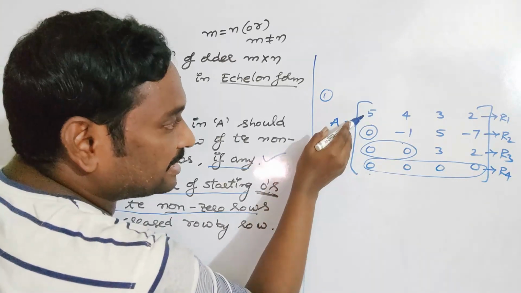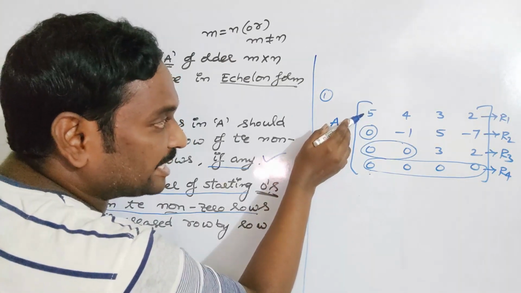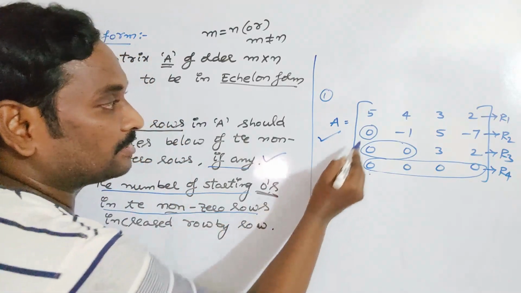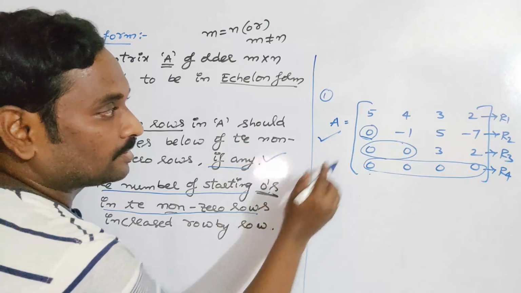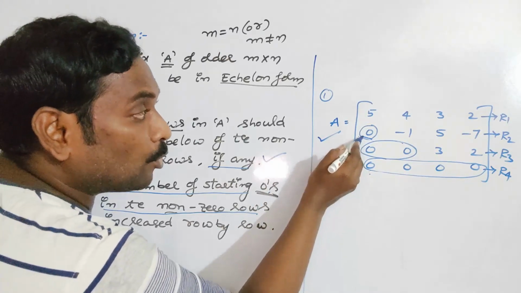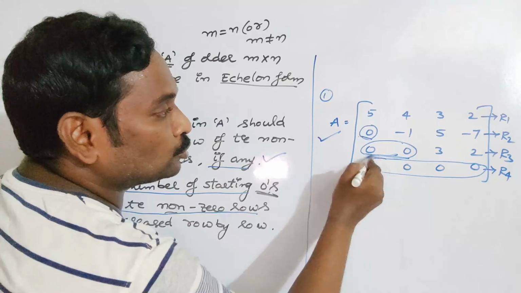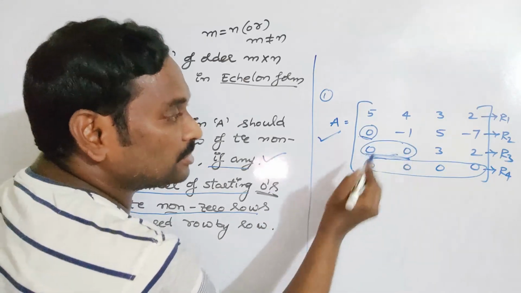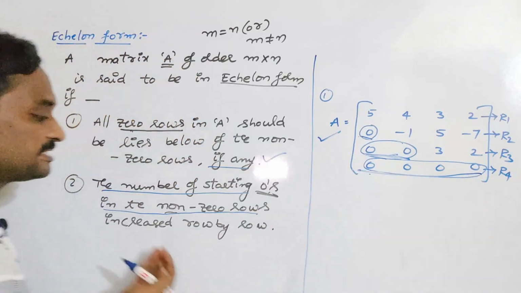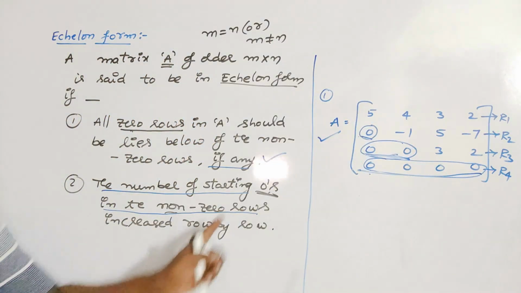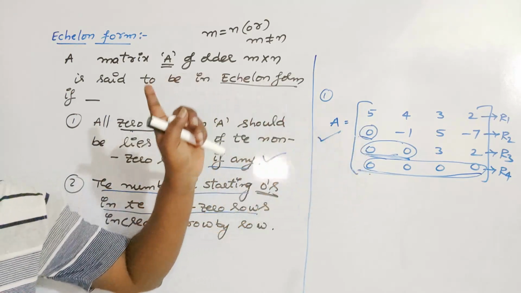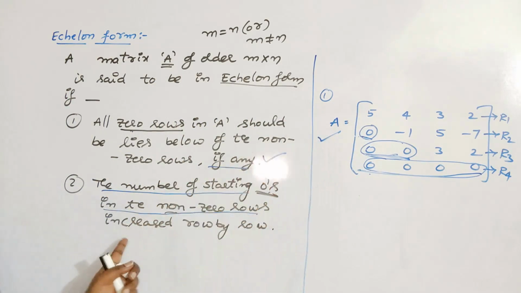Since there is no starting zero in the first row, the next row should contain at least one zero. Here we have it. The next row should contain more than one zero. Here we have two zeros. So the next row contains more than two zeros. It has four zeros. That's why the second condition is satisfied. The number of starting zeros in the non-zero rows increased row by row. This is the meaning of the second point. So this matrix A is in echelon form.